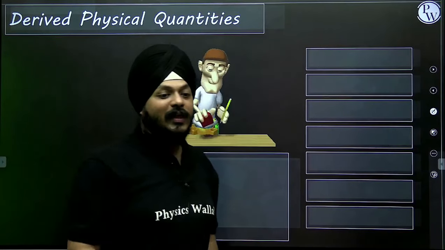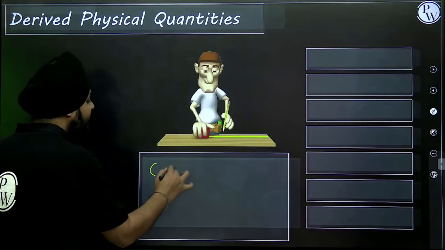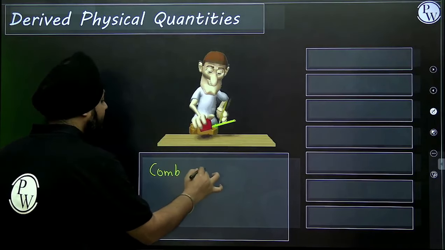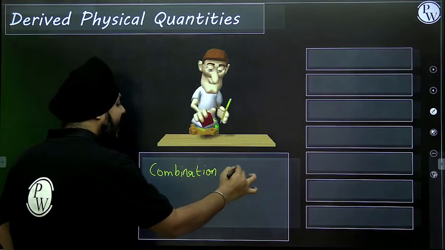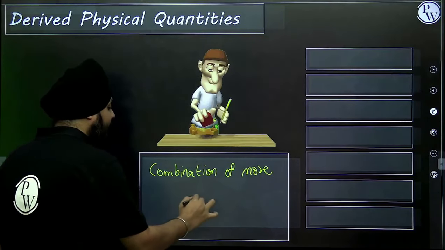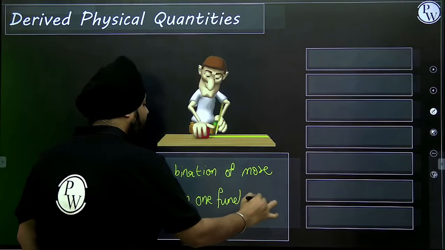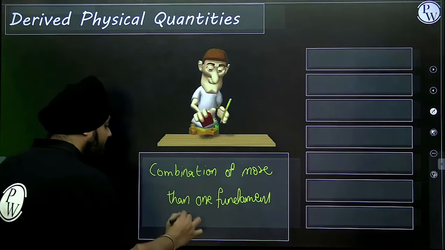So lots of terms are there. So what are derived physical quantities? We can say the combination of more than one fundamental physical quantity.